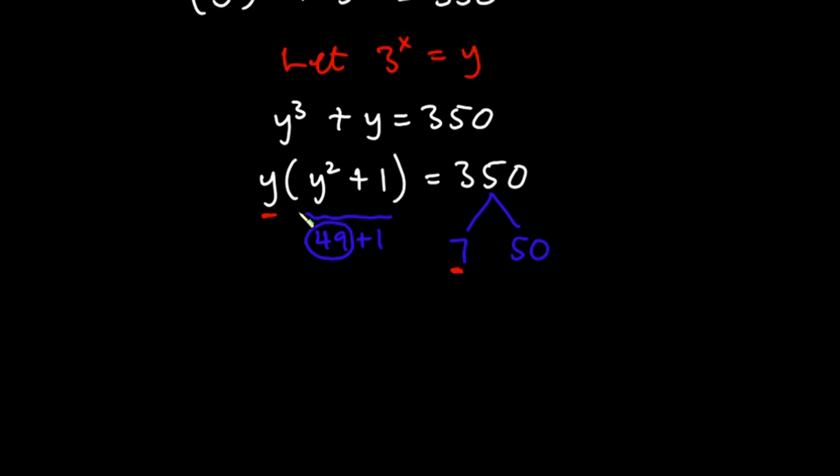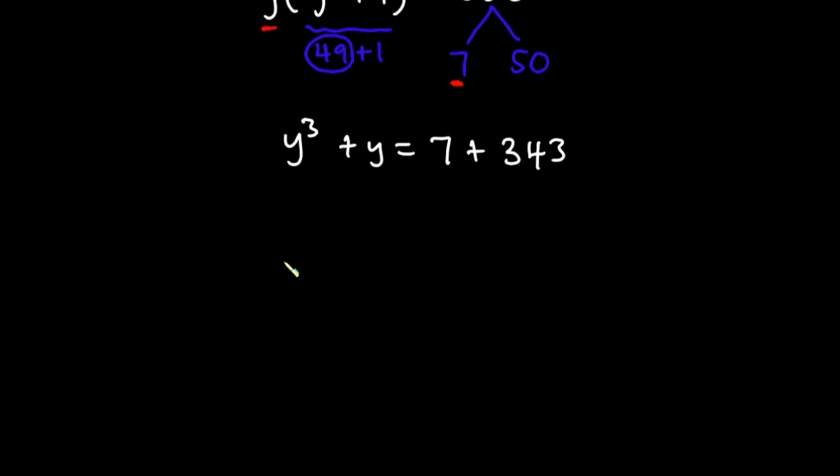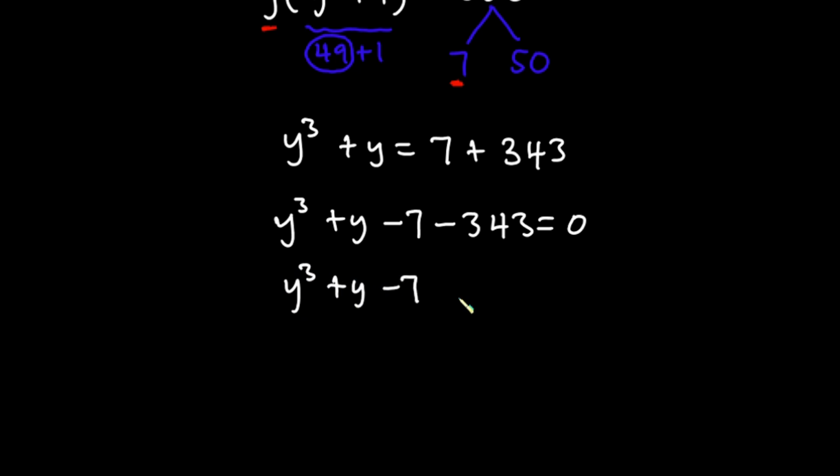So now that we know that y is equal to 7 is one of the solutions, we can write this equation in the form y to the third power plus y is equal to 7 plus 343, because this 350 is the same as 7 plus 343. Now let's equate everything to 0. We're going to have y to the third power plus y minus 7 minus 343 is equal to 0. And this 343 is the same as 7 to the third power.